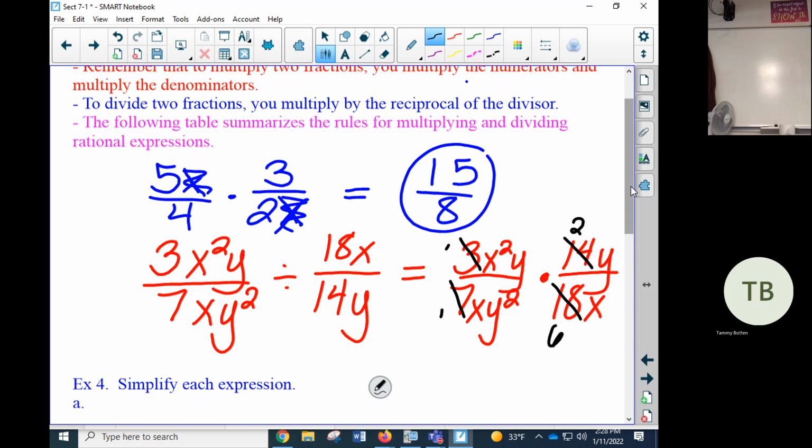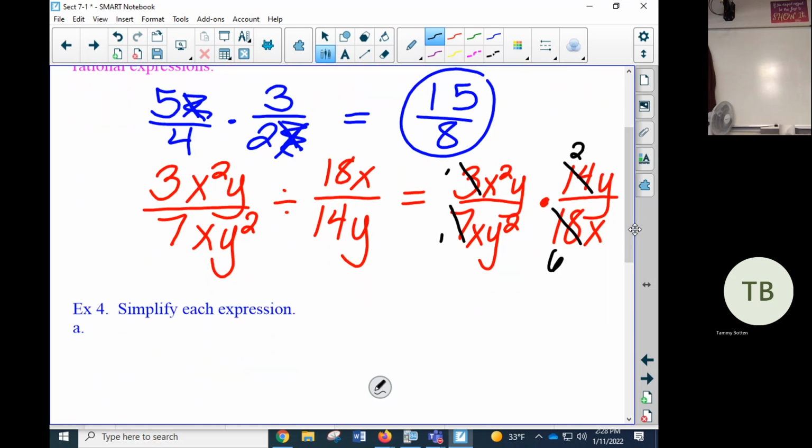I'm gonna leave my variables to simplify till the end, okay? So now if I combine what I have on top for numbers, I really have 1 times 2, which is 2, okay? And then I have an x squared. And how many y's do I have? 2, okay? On the bottom, the 7 became a 1, the 18 became a 6, so I still just have 6 on the bottom. And then how many x's do I have? 2. And then I have 2 y's also. Do you guys get that?